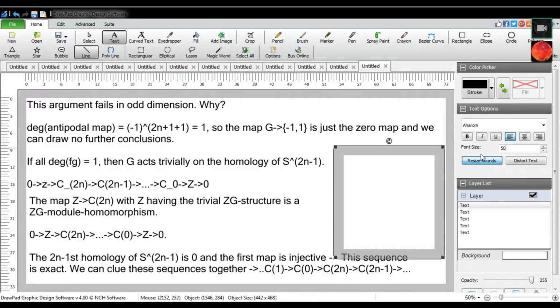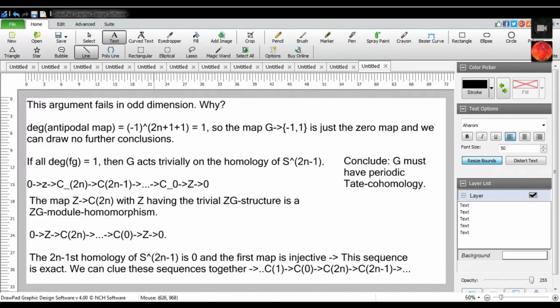What we conclude from this is that we have a periodic complete resolution of Z over ZG. What do we conclude? G must have periodic Tate cohomology. Any questions so far?